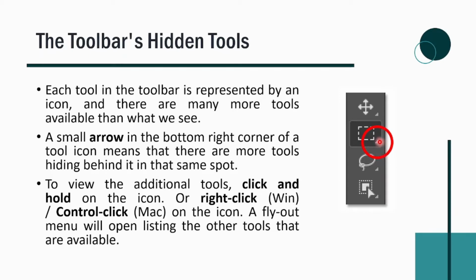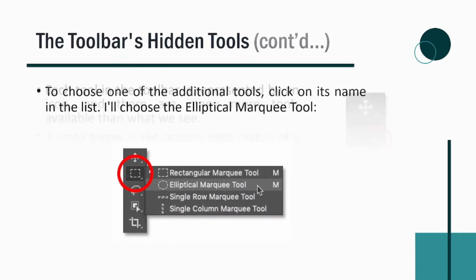Now to view this one, just click and hold the icon, this one, or right click for Windows and control click for Mac. Okay, so that is the toolbar's hidden tools.